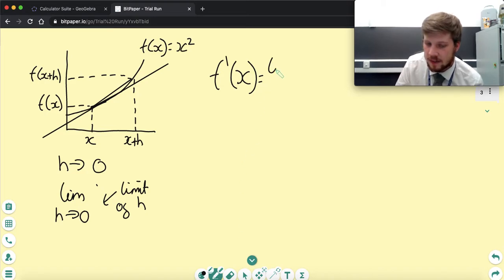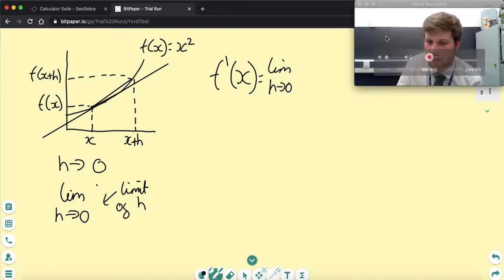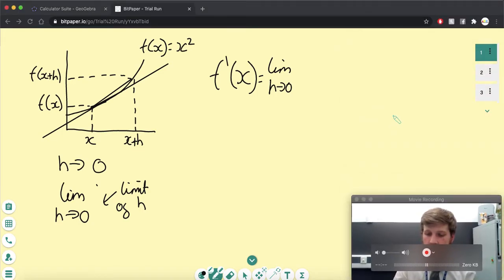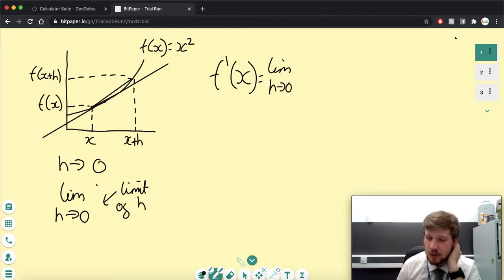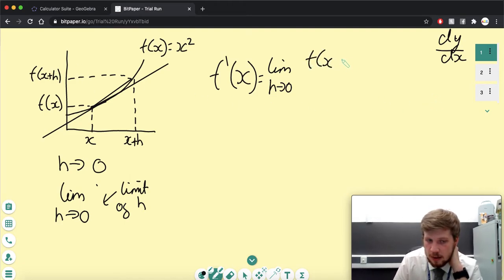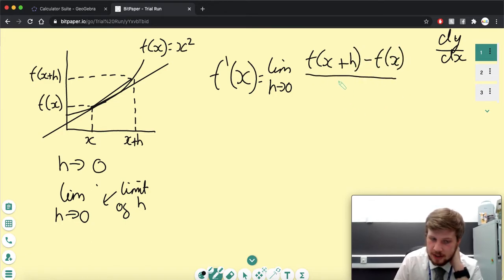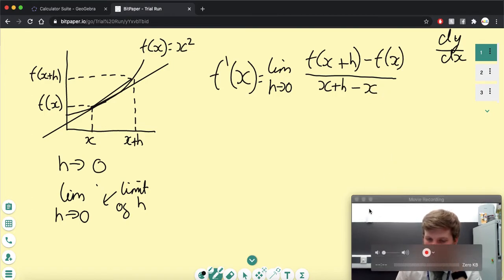So to do this, I'm looking at the limit as h approaches 0, but I'm looking at that with respect to, well, how do I find the gradient of a straight line? Now, the gradient of a straight line is the difference in the y values over the difference in our x values. So our y values are f of x plus h, take away our f of x, all divided by, apologies about that, all divided by our x plus h, subtract our x.